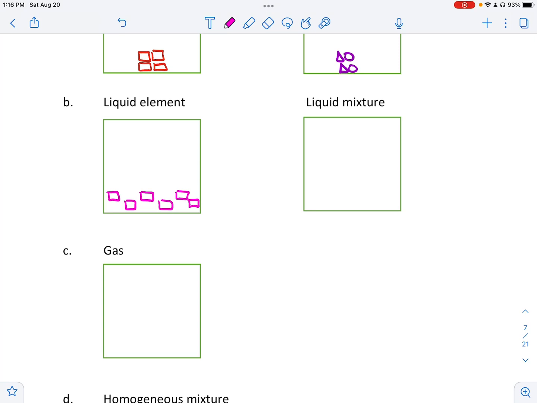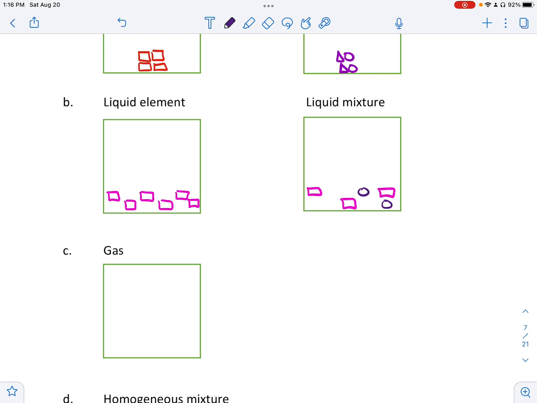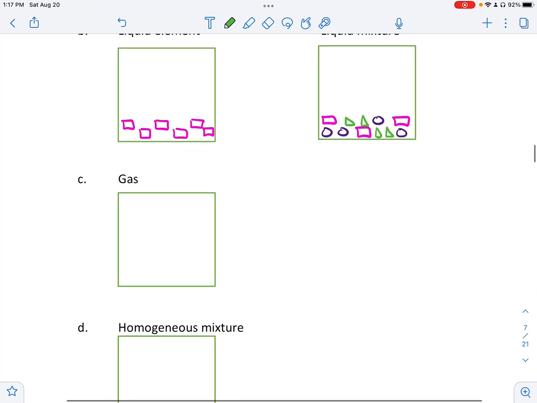Now, if we want to make a liquid mixture, so that was an element. A mixture just means we have a whole bunch of stuff going on in it. So we can mix in a whole bunch of different shapes. Let's say we do a couple of squares because it's a mixture. Then let's change colors and go, how about a couple of circles? Because why not? And then how about some green triangles just to finish this out? Notice how it's taking the shape of the container, and it's definitely a mixture. There's no rhyme or reason for what we did there. Okay, awesome.